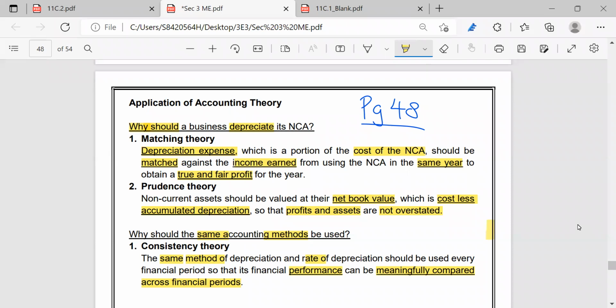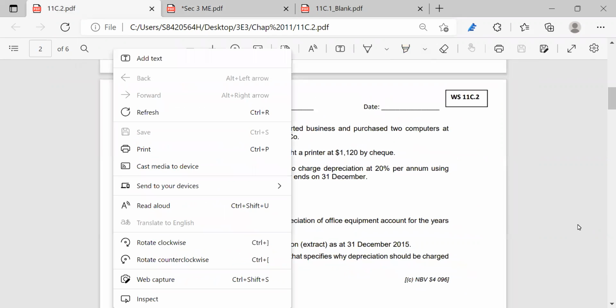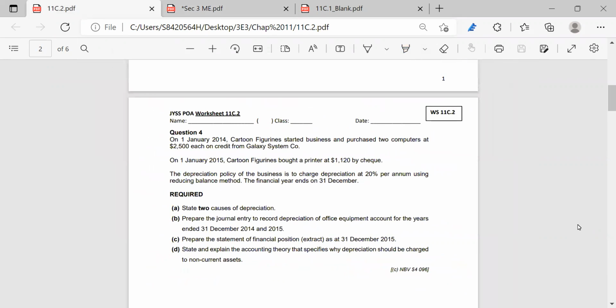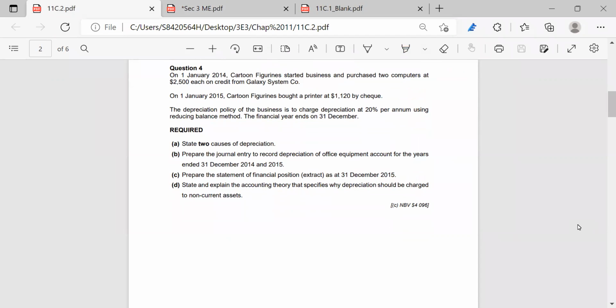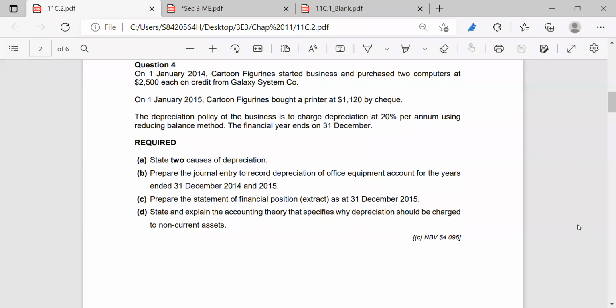Okay, so moving back to worksheet 11C.2, we will look at question 4, as an example of how to do depreciation using the reducing balance method. By now you should be quite comfortable with calculating the depreciation for the reducing balance method, looking at the journals, statement of financial position, and so on. But when you look at the question, please answer the question. All right, so question 4.